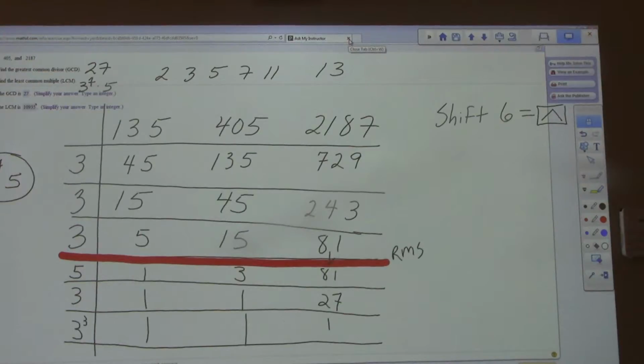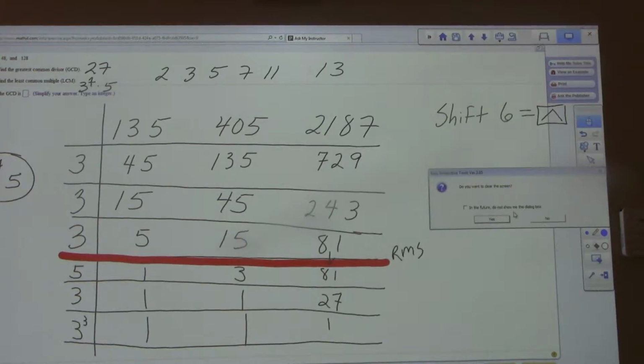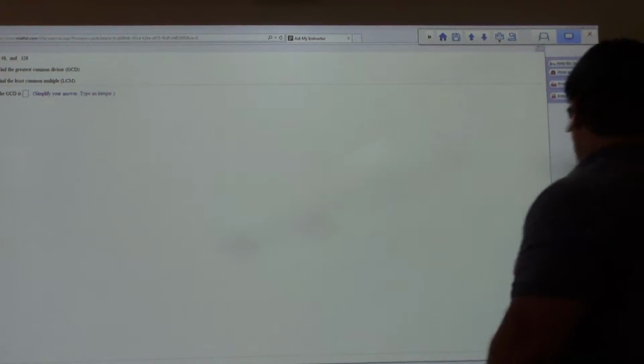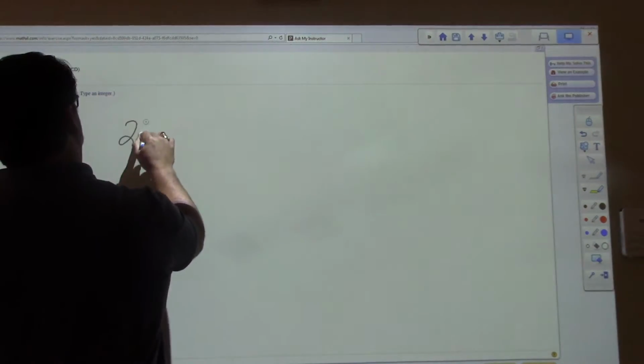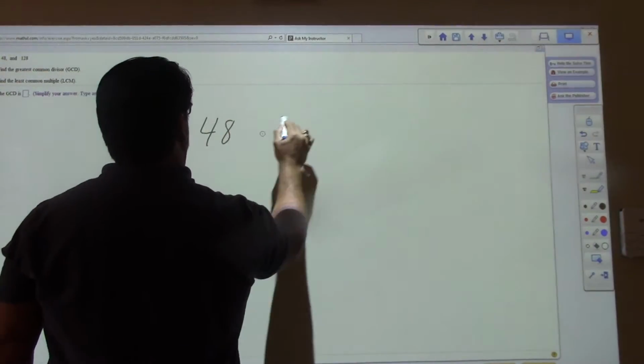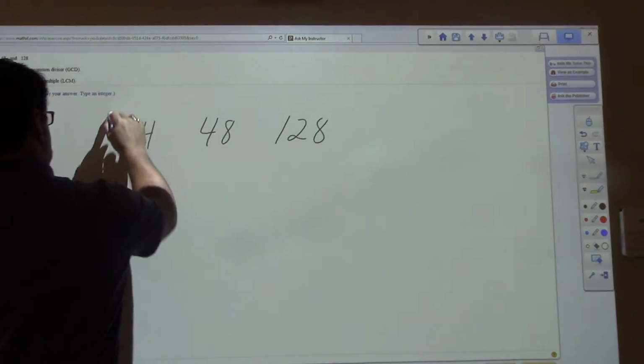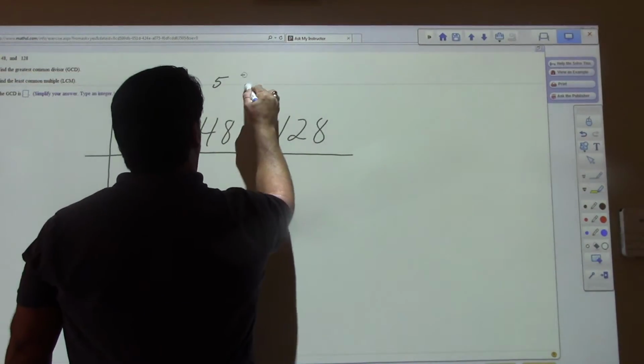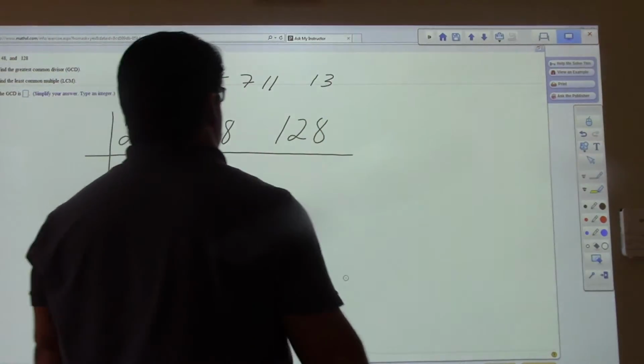Which one was that, number 15? I think so. I can't remember. So let's do one just like this one. Oh well, it's a little bit smaller, but let's do that one. This is 24, 48, and 128. I'll write them down a little bit bigger for you. 24, 48, 128. This one's a little bit easier.